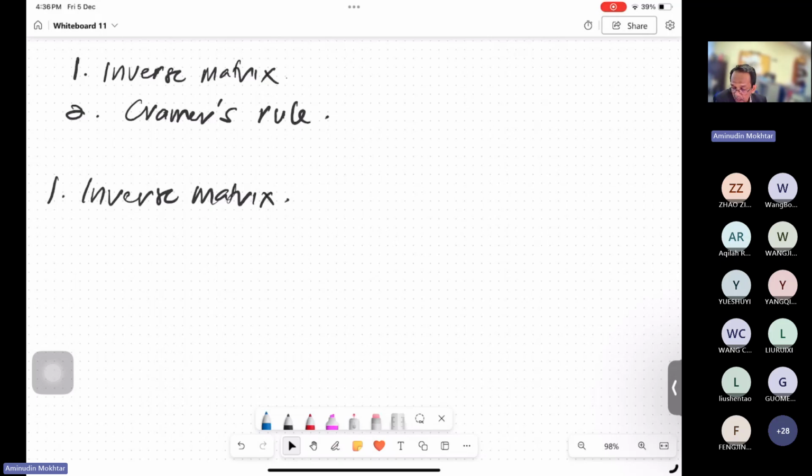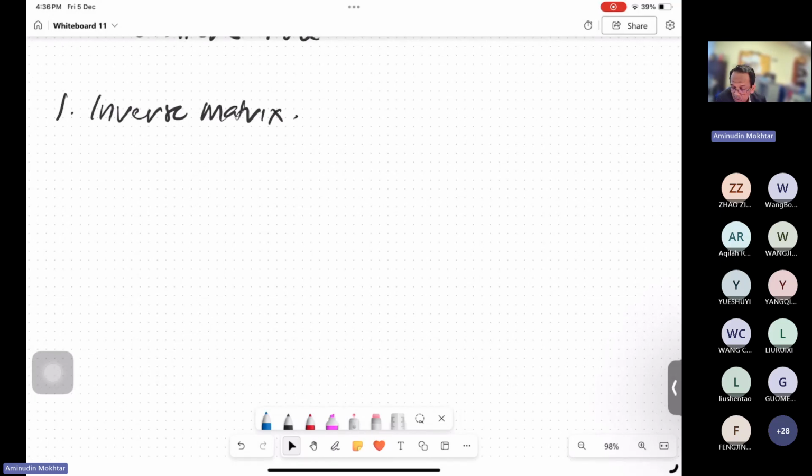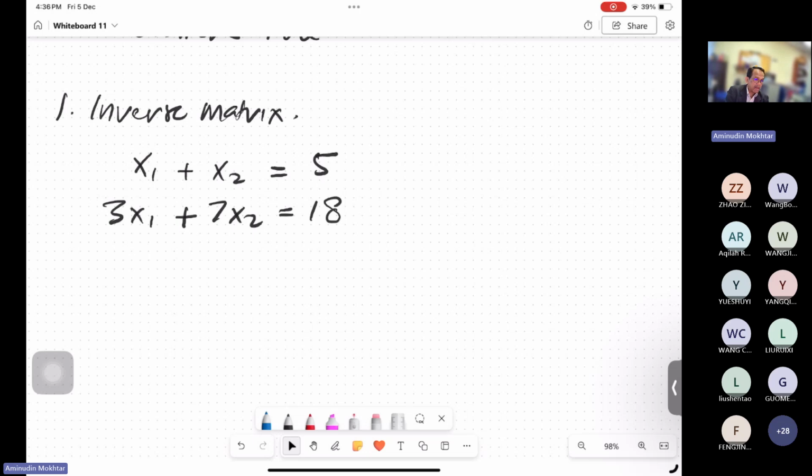Okay, suppose we have these two equations. Let's say x1 plus x2 equal 5. And the second one is 3x1 plus 7x2 equal 18. Suppose we have a system of equations here. In this system, there are two equations. The first equation is x1 plus x2 equal 5. The second equation is 3x1 plus 7x2 equal 18.